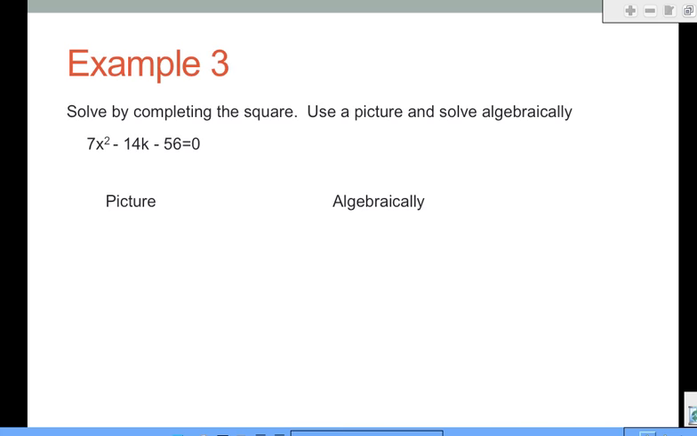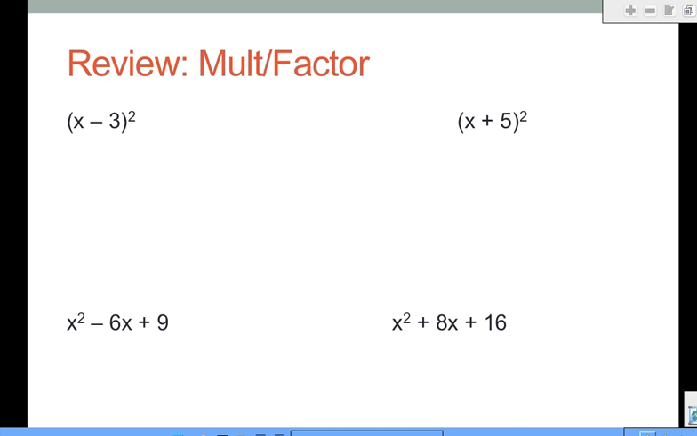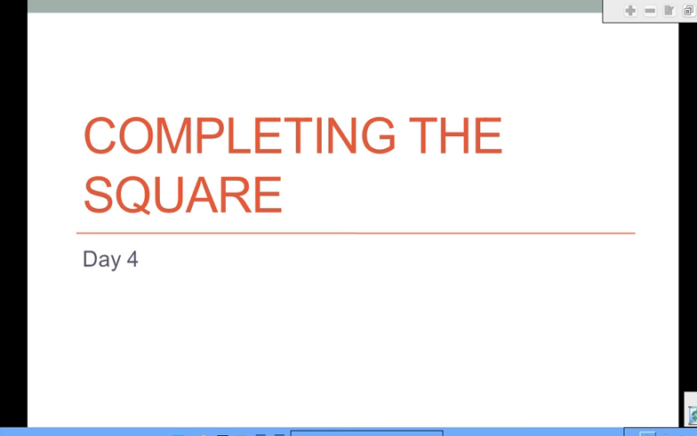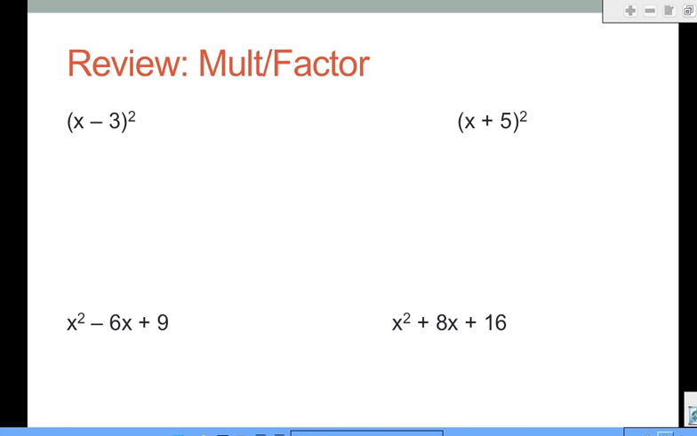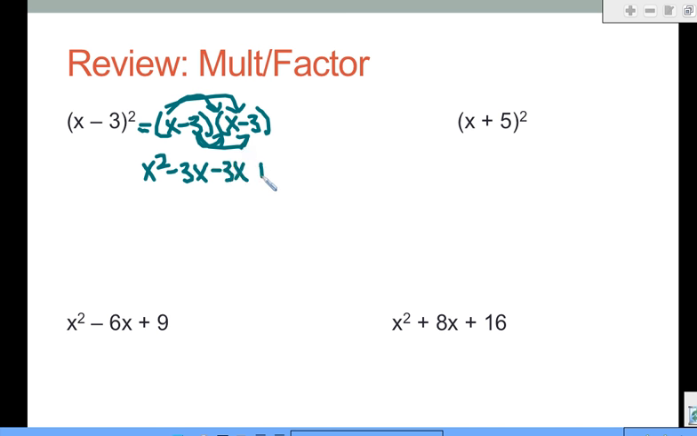Today we're going to take a look at completing the square, another way to solve these quadratics. The first thing we're going to do is review this. As a reminder, x minus 3 squared is x minus 3 times x minus 3. If we multiply this out, we have x squared minus 3x minus 3x plus 9. So we have x squared minus 6x plus 9.